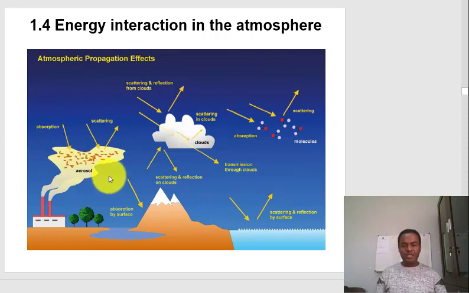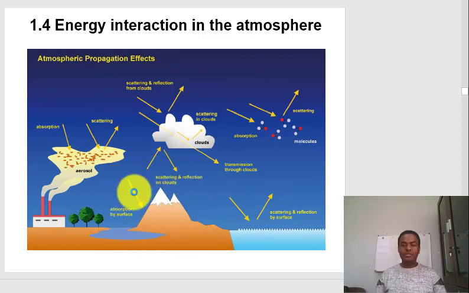Only some portion of the electromagnetic spectrum will be able to pass through the atmosphere, reach the surface of the Earth and interact with Earth's objects. In remote sensing, we are interested in those wavelength ranges in which the atmosphere is transmissive, which are called atmospheric windows. We are interested in knowing those wavelength ranges which are able to pass through the atmosphere.